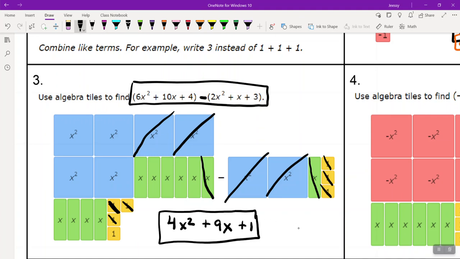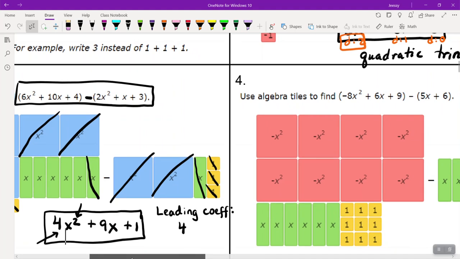All right, let's see another question. What's the leading coefficient? The leading coefficient is 4. Why? Because it's the coefficient on the term with the highest degree. Yes, 9 is also a coefficient, but that's a linear term. In this case, we want the coefficient of the quadratic term. And so this is a quadratic trinomial again. Leading coefficient, the boss of the boss.